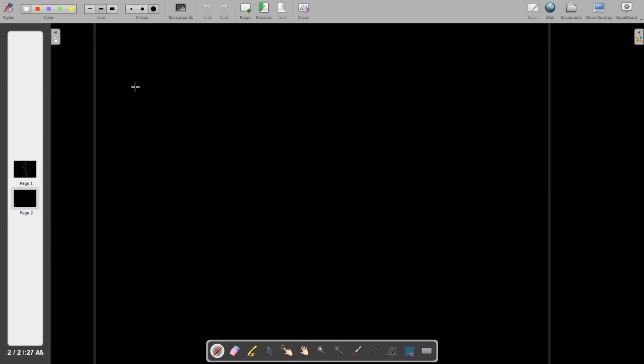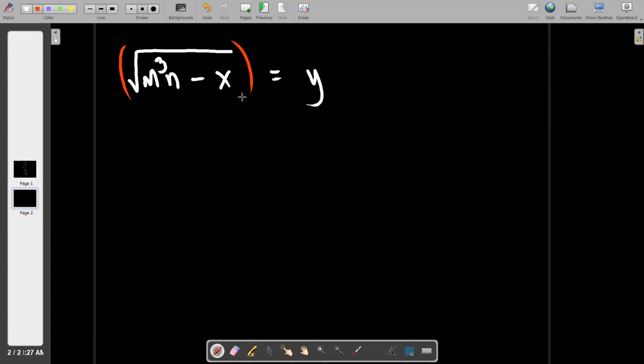This one starts out with a square root sign on it, so we of course know we're going to have to get rid of that. So we have m cubed n minus x. That's all inside of a root, and that's equal to y. What is step 1? We have to square. Remember that to eliminate that square root sign, we apply a square. It's called an exponent of 2. It's called a square. So when I square on the left side, what happens?